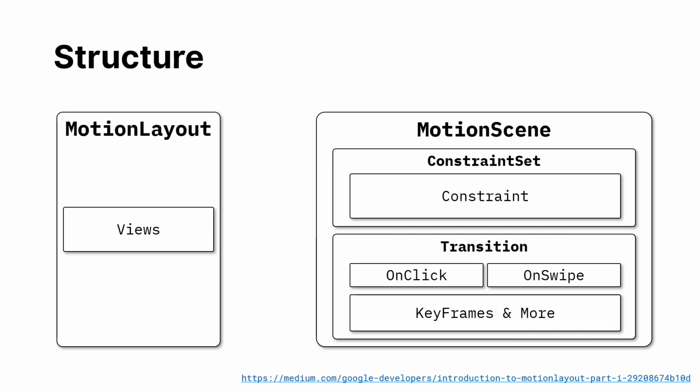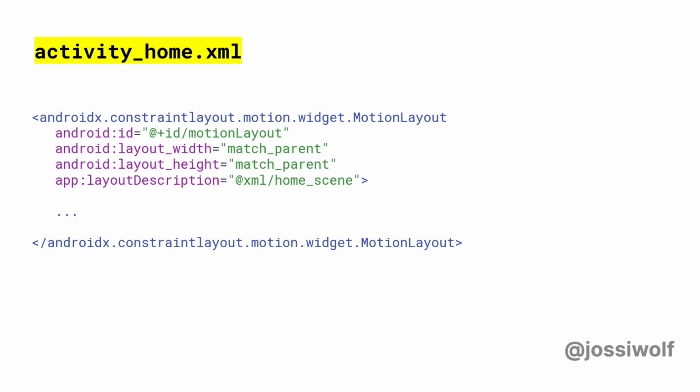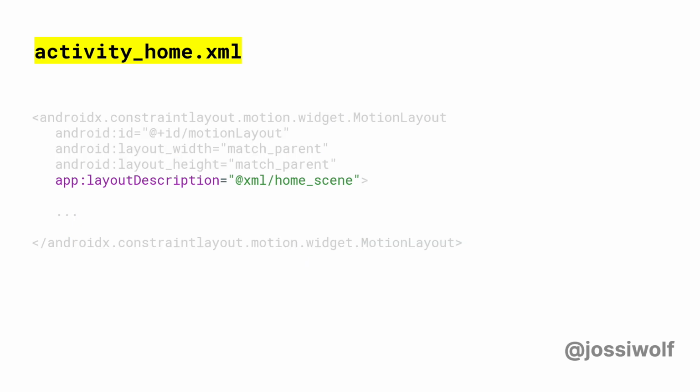So now we have the structure. Let's look at some more code. Let's say we have our activity home XML, or if you're a fragments fan, we have fragment home XML. Just imagine it's fragment home XML there. And we define the motion layout just like a normal view. You will notice there's the ID, layout width, and layout height. And there's one new tag which we don't see on other views, which is the layout description.